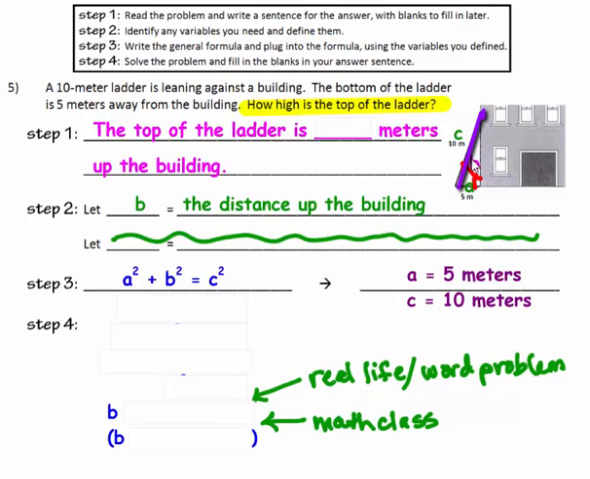So in order to solve this problem, we've got a little right triangle here. Let's use the Pythagorean Theorem. We have all of our values. We have B as our unknown, and we know A and C. So we'll substitute in.